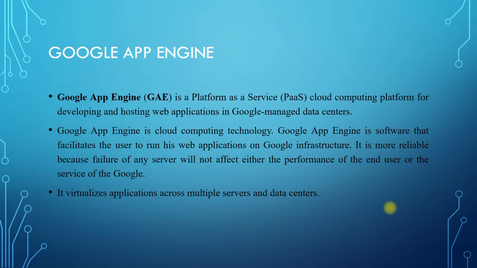The Google App Engine is a cloud computing technology. Obviously, we've been talking about that. All the tools that we are reading and understanding are cloud computing technology. So, Google App Engine is software that facilitates the user to run web applications on Google infrastructure. It's more reliable because failure of any server will not affect either the performance for the end user or the service of Google. And that's what we need. So it virtualizes applications across multiple servers and data centers. So there is no need for the end user to worry.